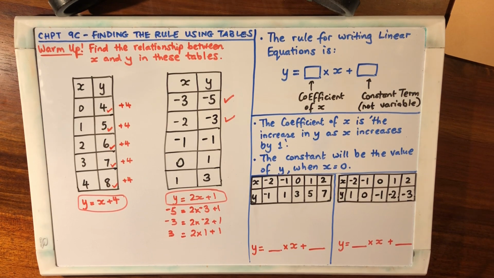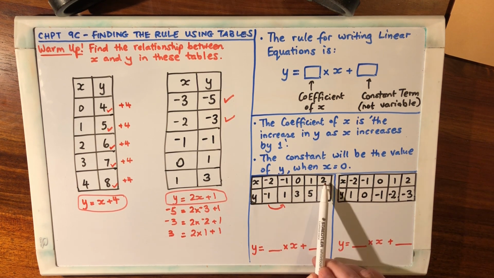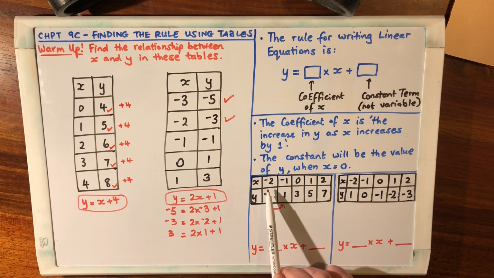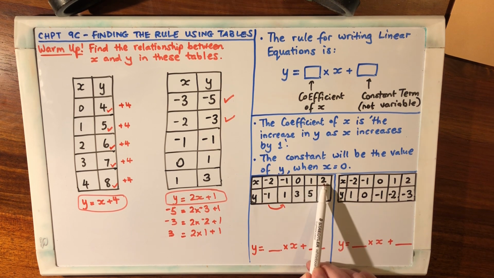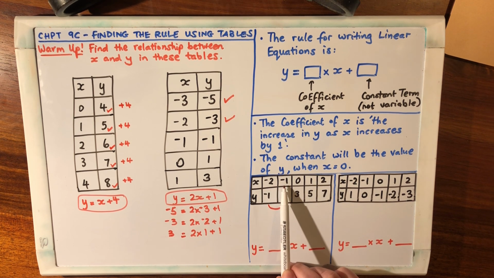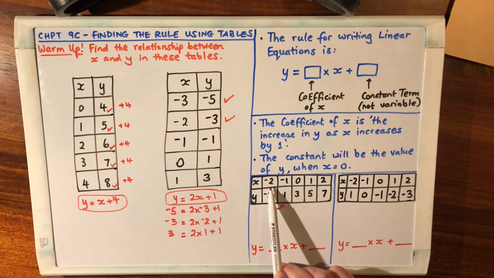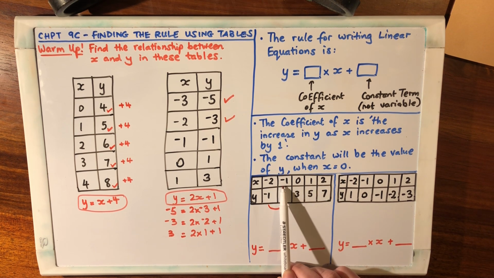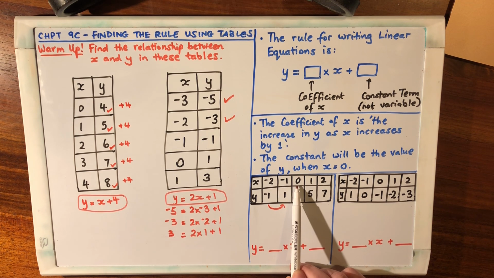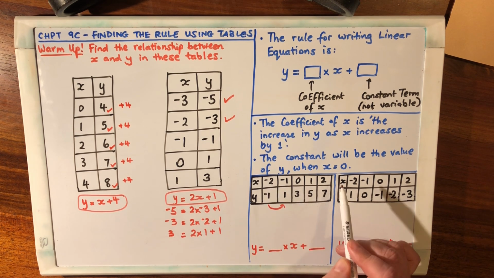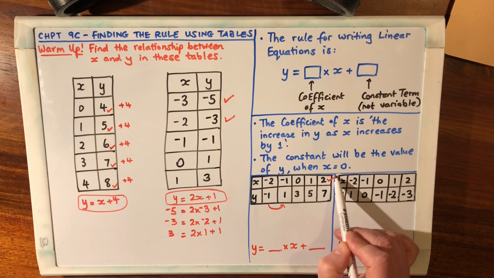So how do I find the coefficient? The coefficient is the increase or decrease in y as x increases by 1. So let's look at x up the top first. Is x increasing by 1 each time we go across? Yes, it is. We have -2 to -1, that's increasing by 1. -1 to 0, that's also increasing by 1. So yes, we can check that part off as x increases by 1.